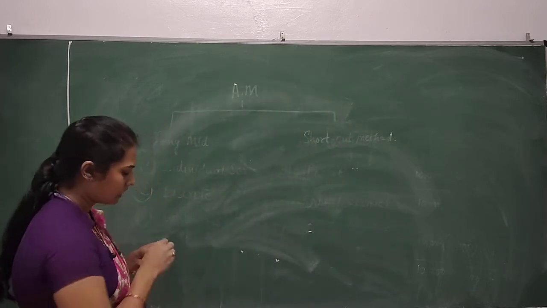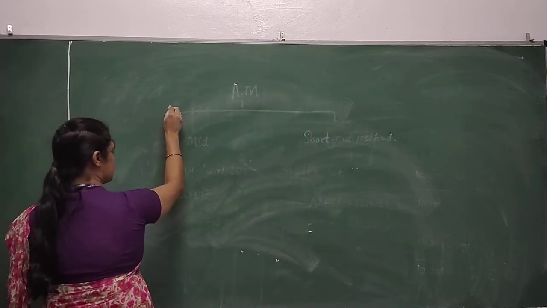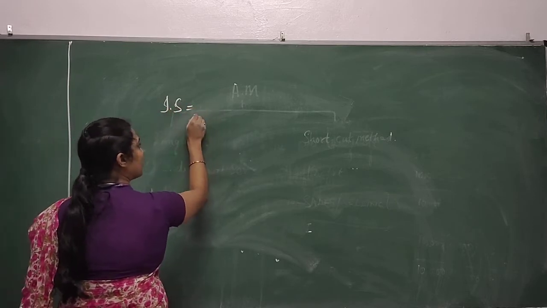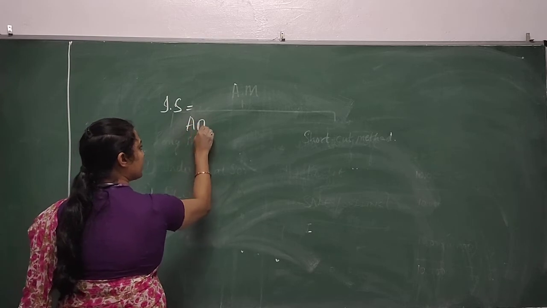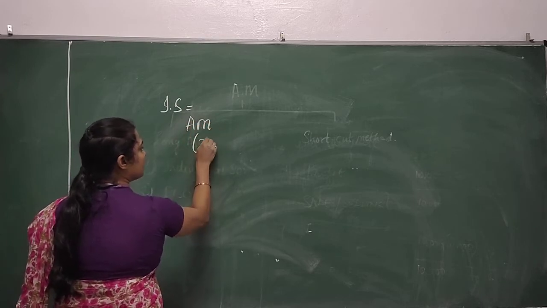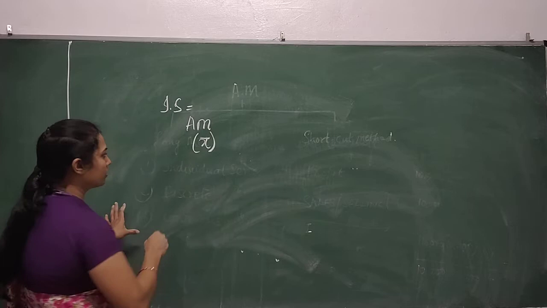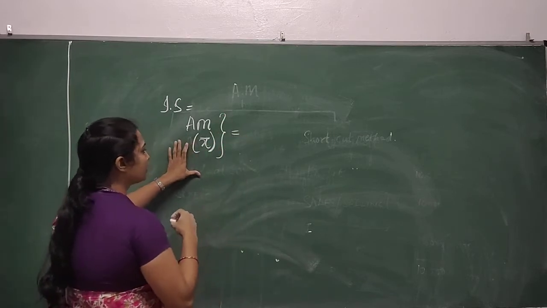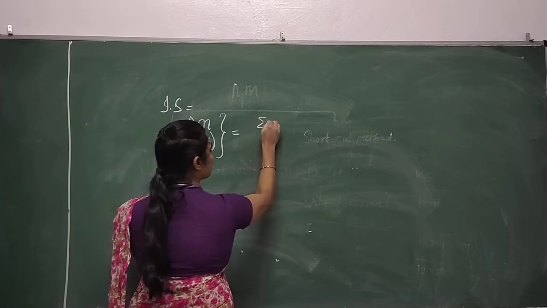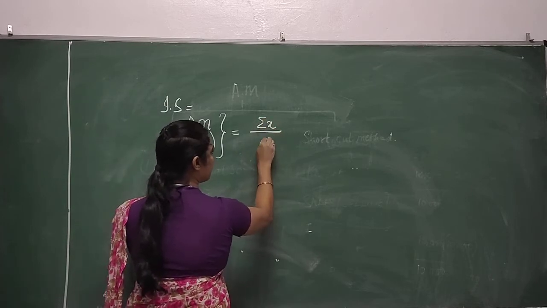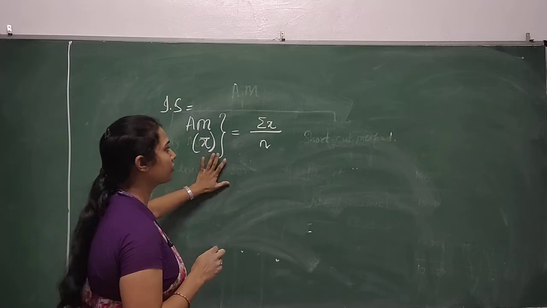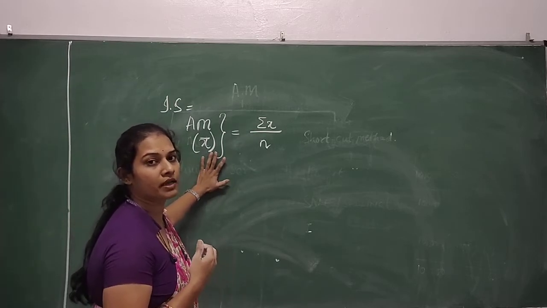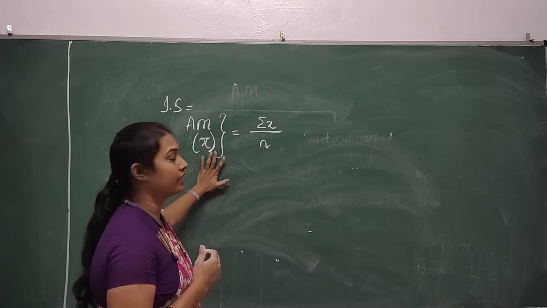Now coming to your individual series, the formula for individual series: arithmetic mean is known as x bar. It is denoted by x bar. So arithmetic mean is equal to the total of x divided by small letter n. This is the formula. I am repeating it again and again because you have to learn those formulas by heart. You have to remember it.